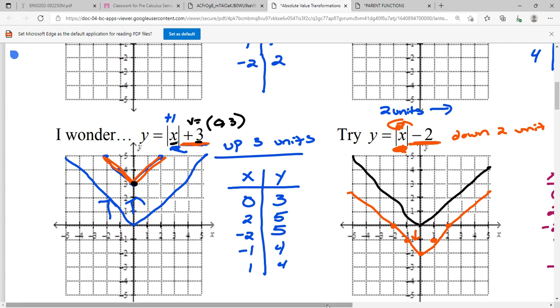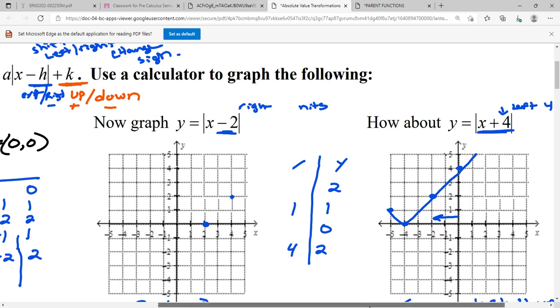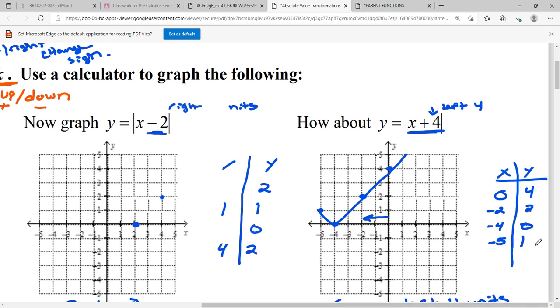All right, let's try this one over here. This one, we do have an h value, and that h value is 4, but we have to change it if it's inside of there, so that would be negative 4. And then we don't have a k value, so that's 0. Negative 4, 0 is our vertex, and there it is right there.